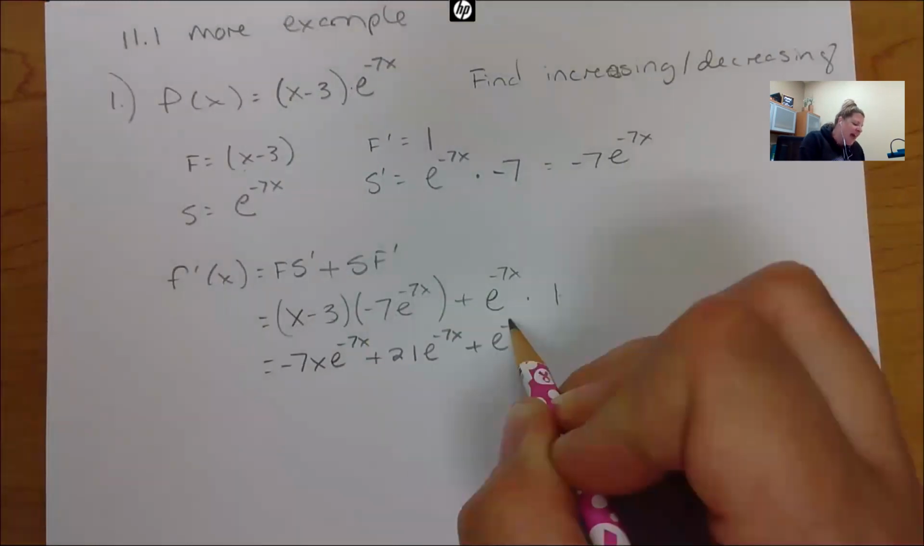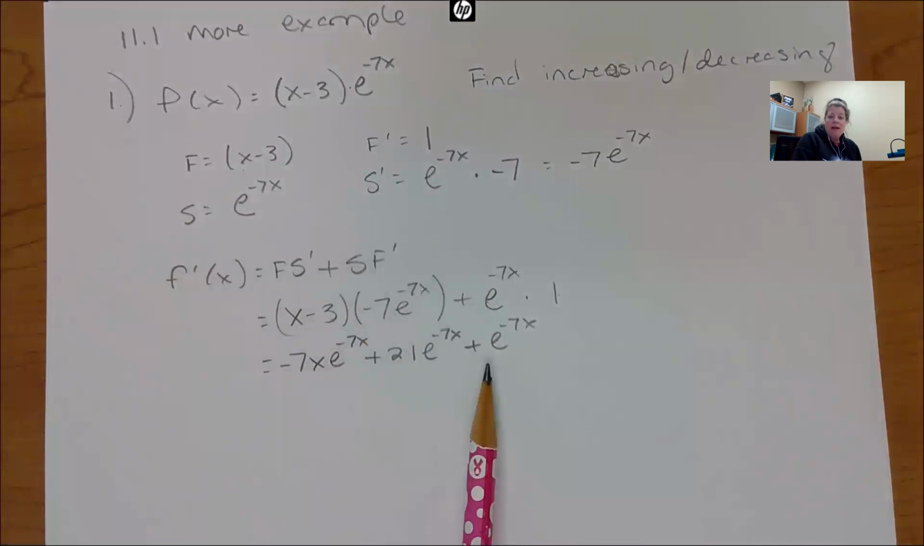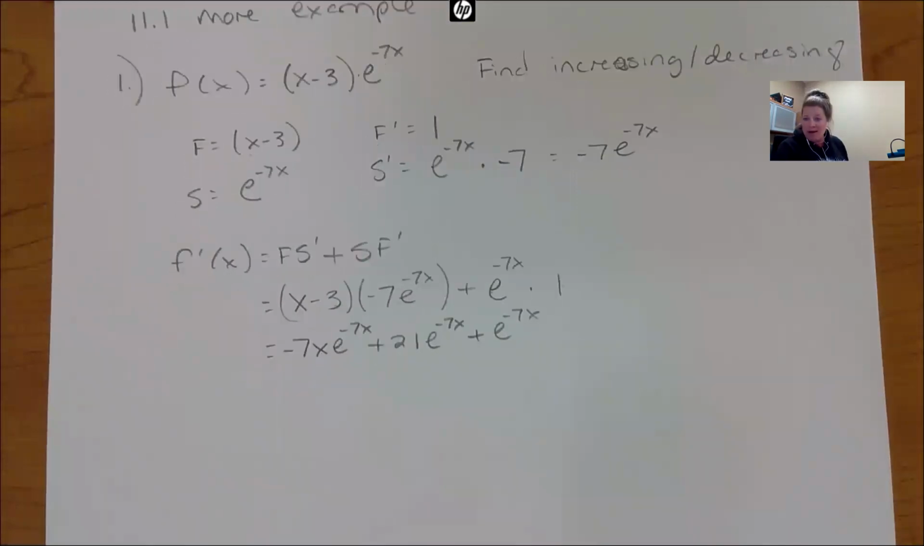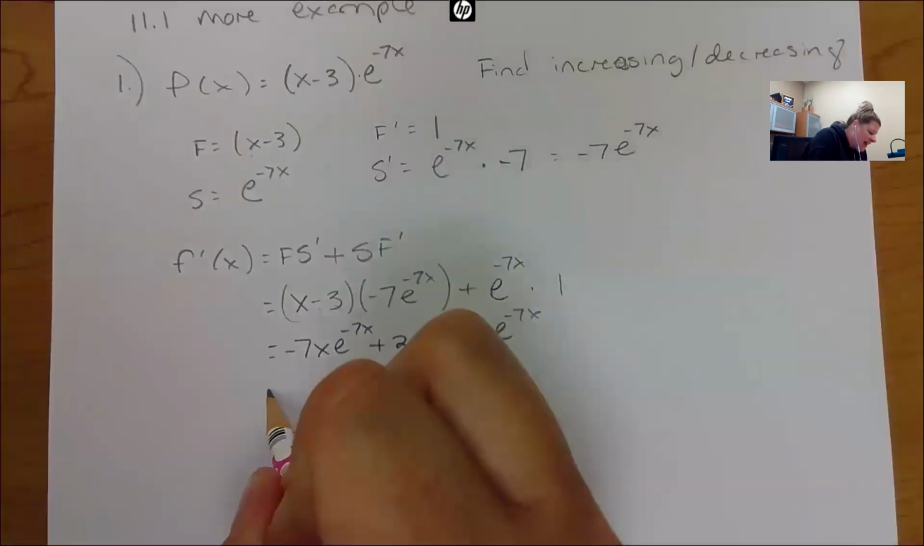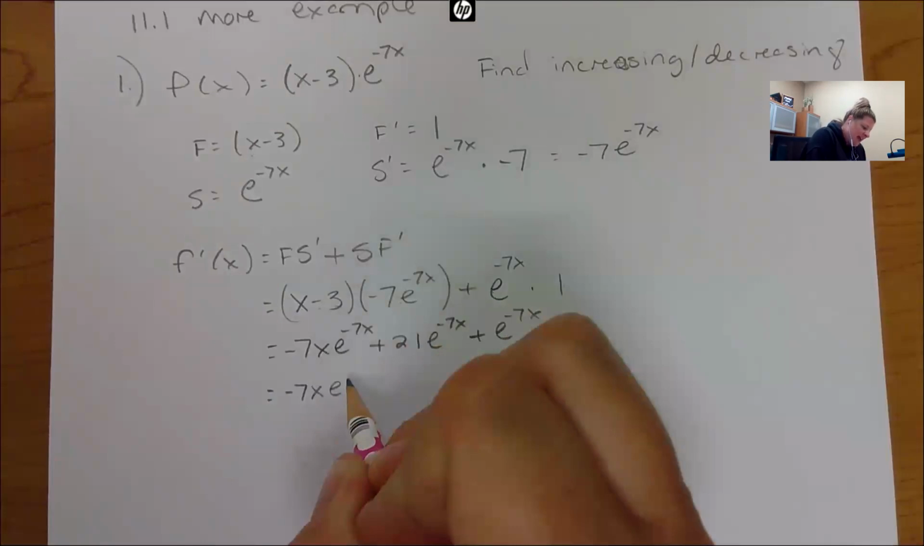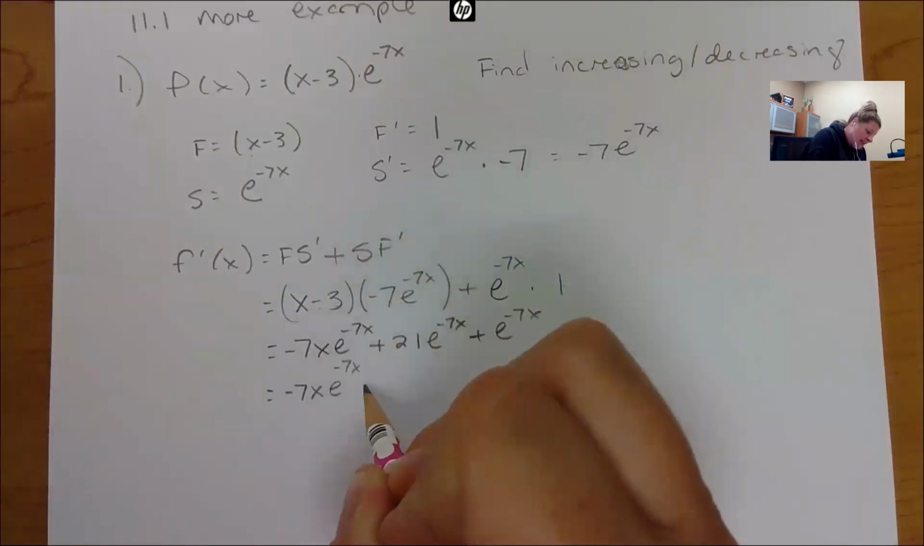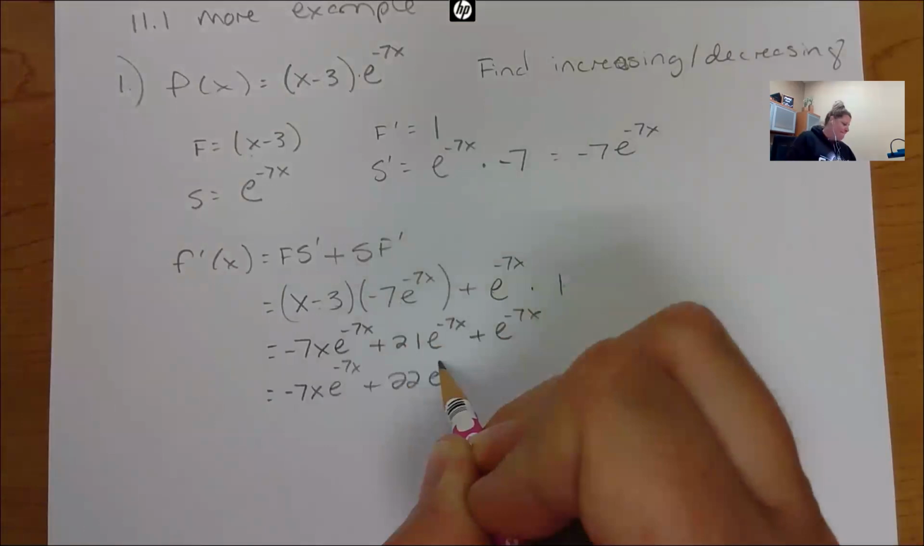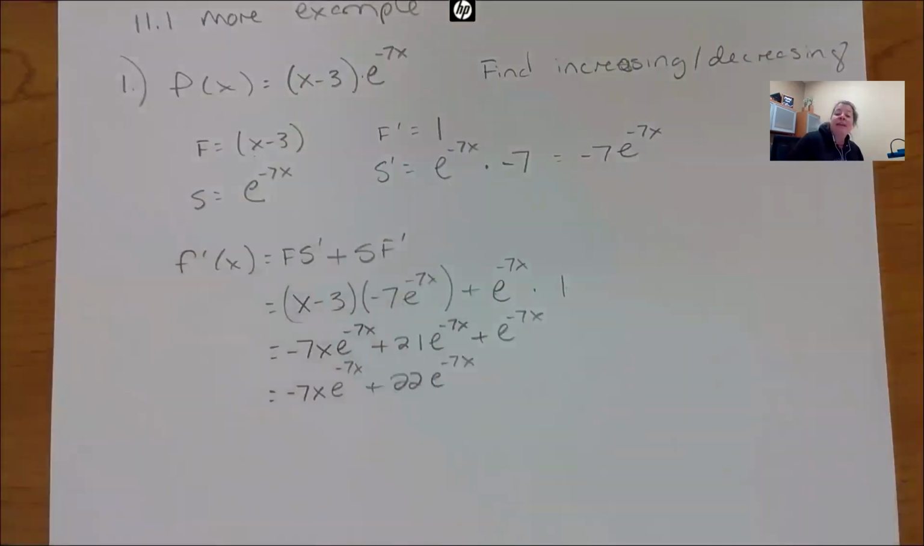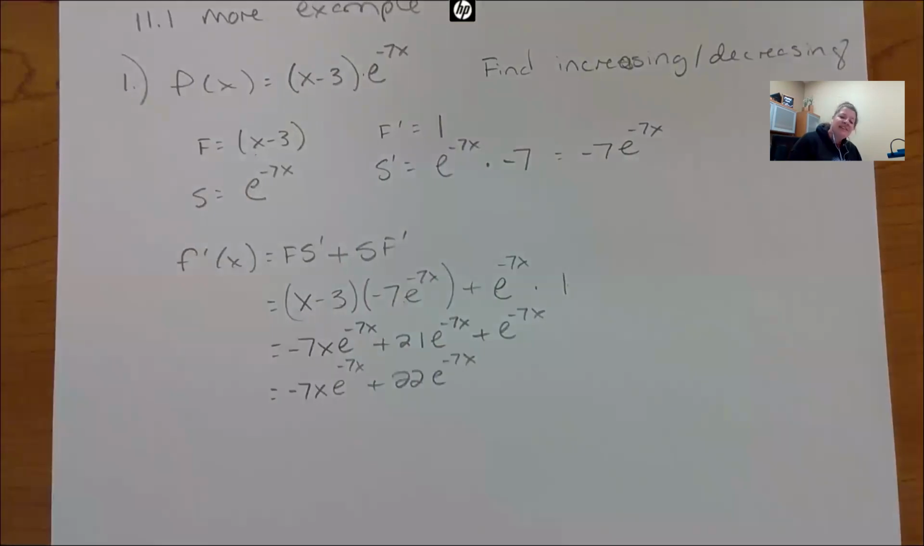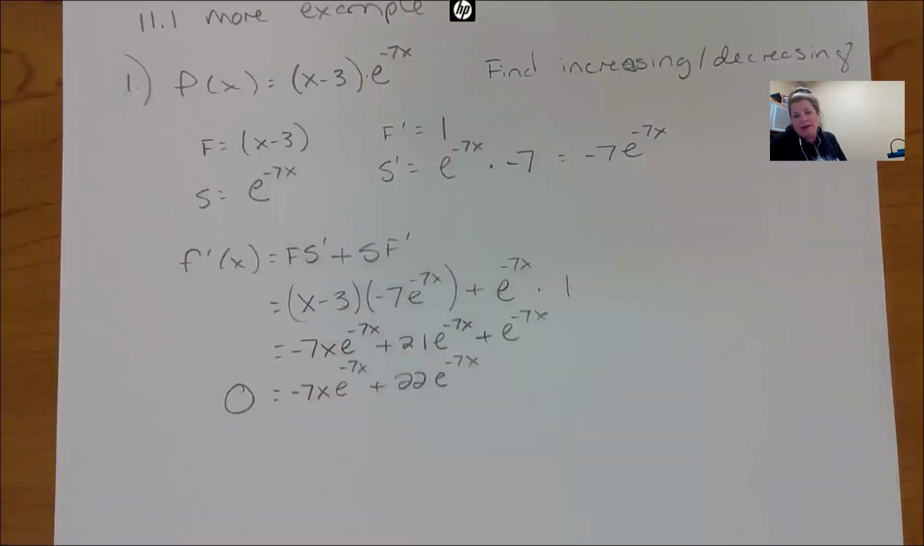And these have exactly the same exponents, and they're both an e. So I have 21 plus 1 more, so I can combine those. And now I have negative 7x e to the negative 7x plus 22e to the negative 7x. Okay, kind of ugly. Then from here, what am I going to do? Well, this is my derivative. And now I have to find where this equals 0 to get those critical values, or where it's undefined. I look at that and I go, how in the world am I going to solve for x, right?